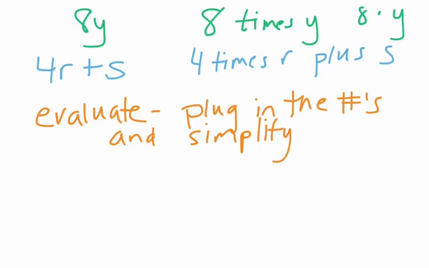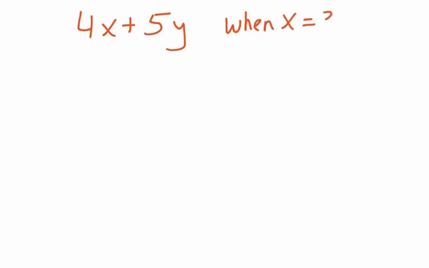Let's work through a couple of examples here. So if I have the expression 4x plus 5y. And then in a math class, you would be given the values. So when x equals 3 and y equals 2. And you might be like, well, where did you get that from? Well, it came in the book. It came from the teacher. In a math class, you'll usually be told what the values of the variables are that you need to evaluate it for.